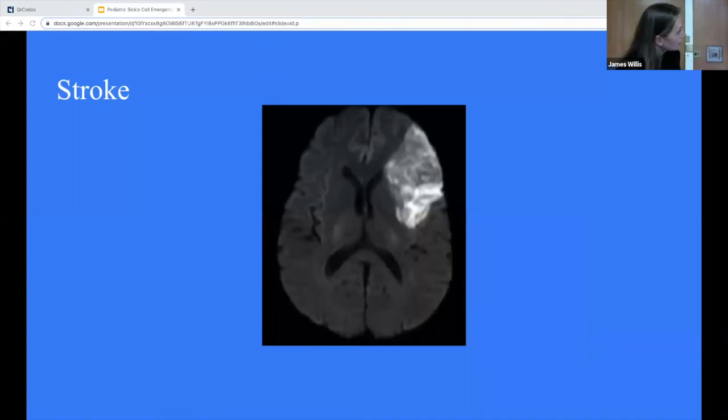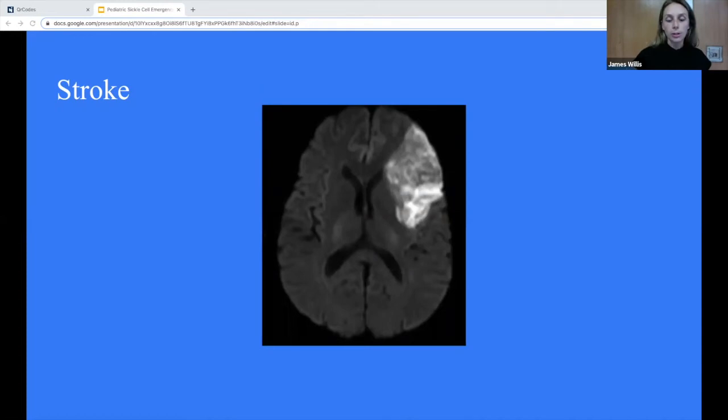Another sickle cell emergency is stroke. Patients with sickle cell disease have a 400 times greater risk of developing stroke than the general population. About 11% will have a stroke before they're 20 years old. The most common presenting symptom is hemiplegia. They can present with seizures, any type of neurodeficit. So any kid with sickle cell that presents with a neurodeficit is a stroke code. You're going to get labs, CT, and they're going to be admitted for MRI.